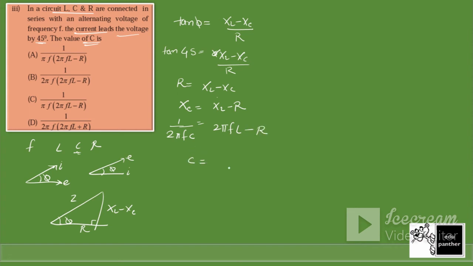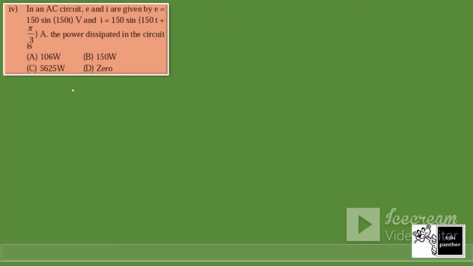So the value of C will be 1 upon 2 pi F into (2 pi FL minus R). So the answer is 1 upon 2 pi F (2 pi FL minus R). That is, the answer is B. Okay. Now move to the next sum.